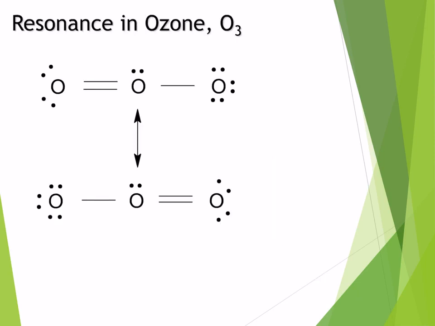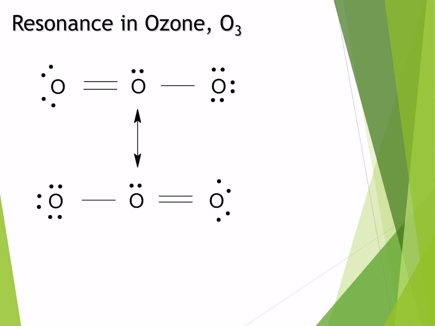Similarly, if we think about ozone, so here's ozone. You guys have heard about ozone out in the atmosphere and things like that. There are two different ways to draw the structure of ozone. We can draw it with the double bond on the left, or we can draw it with the double bond on the right. Both structures obey the octet rule for all of the atoms. All of the oxygen atoms have 8 valence electrons in both structures.